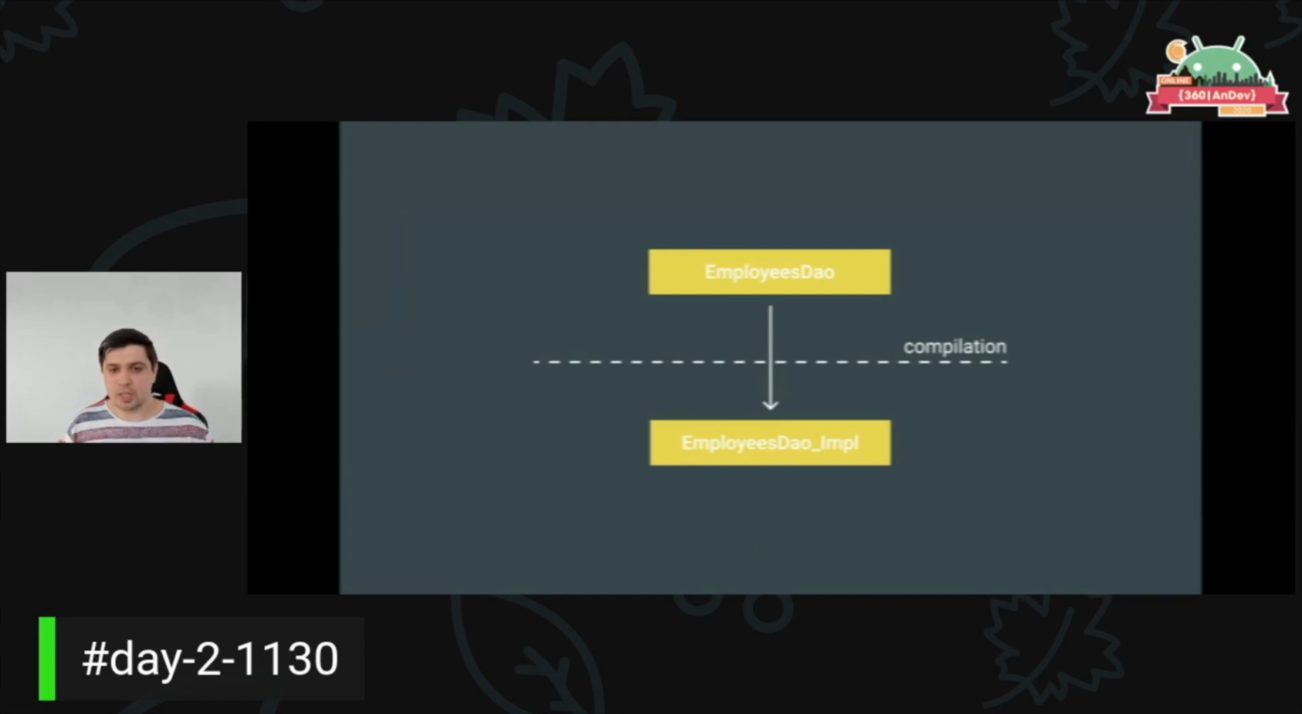And during compilation, for each data access object a new class will be generated, and this class will have an underscore Impl postfix. So let's take a look at basic operations and try to understand how they really work inside.